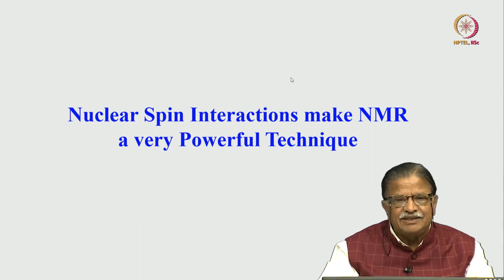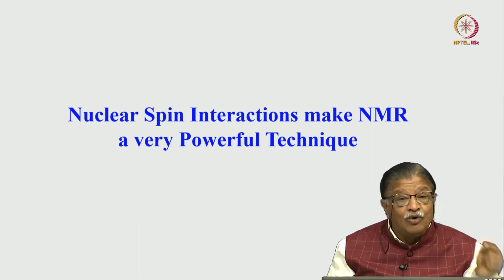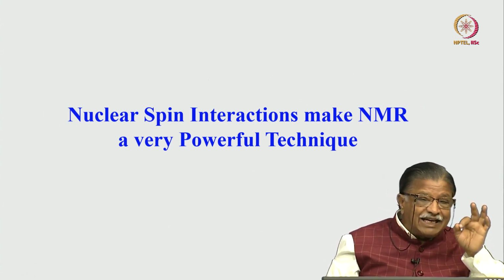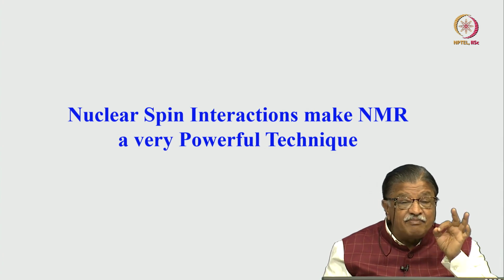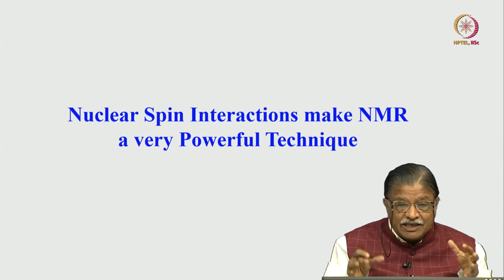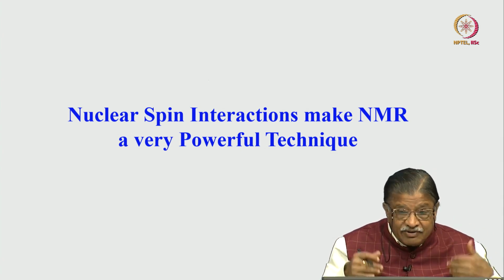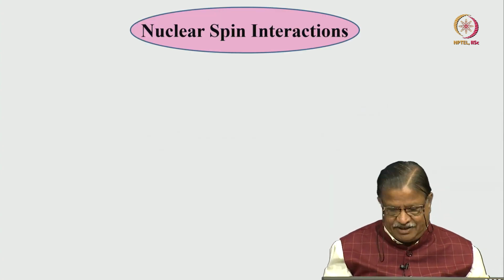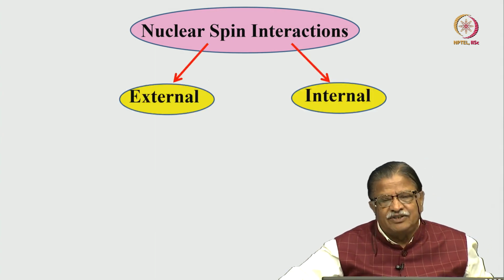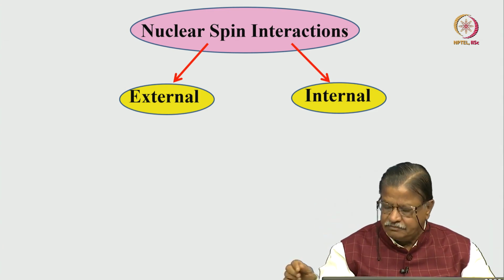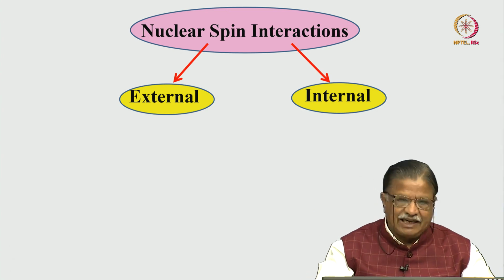But what makes NMR very powerful is nuclear spin interactions, the internal interactions within the molecule. That is what is going to make NMR a very, very powerful technique. What are these new internal interaction parameters? The nuclear spin is undergoing some interactions within the molecule. We will understand that, and that is what makes NMR very interesting. If I consider the nuclear spin interactions, I can classify them into two types: one is external interaction, the other is internal interaction.